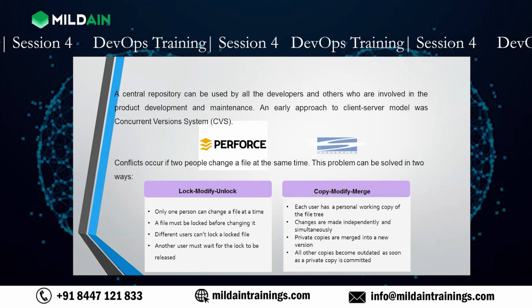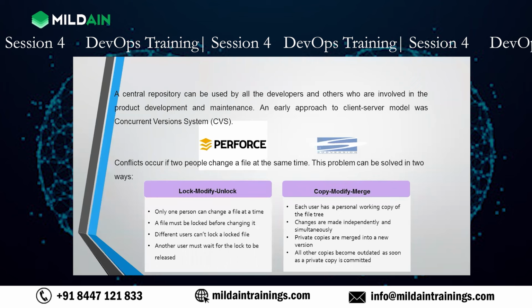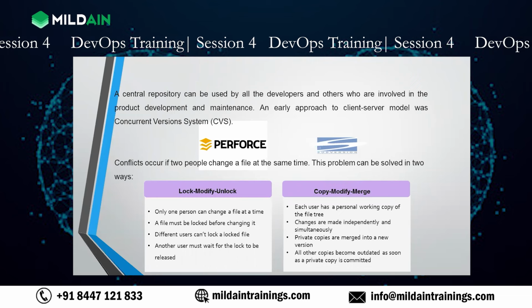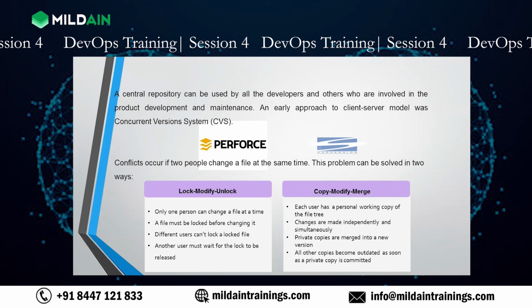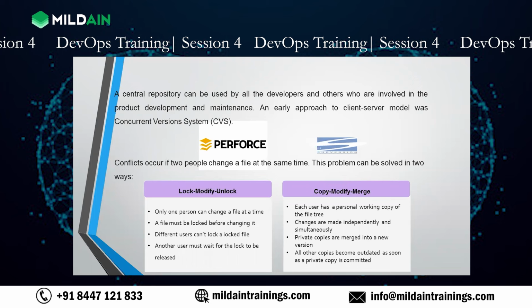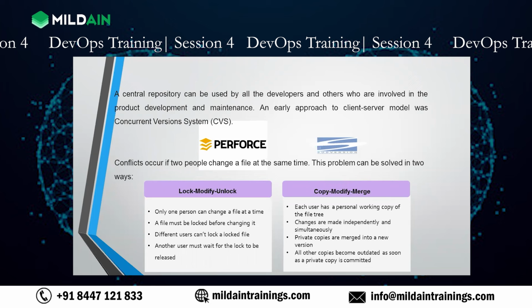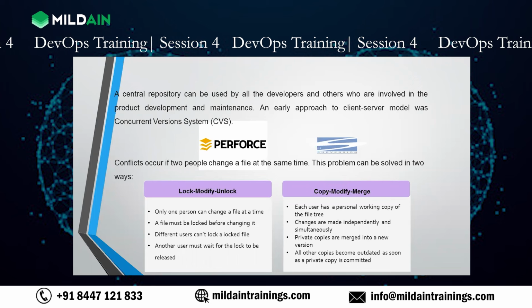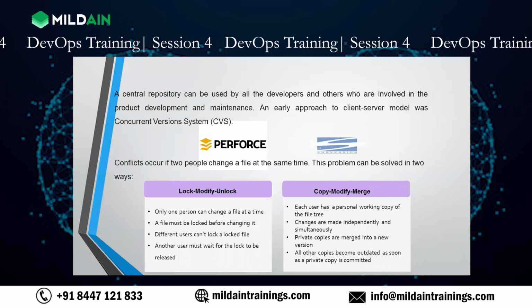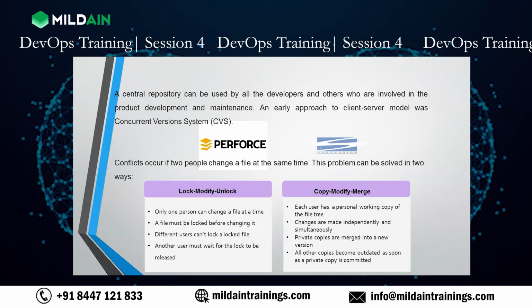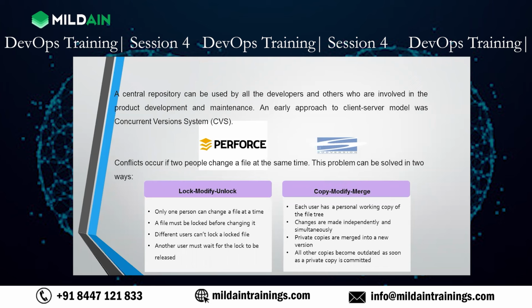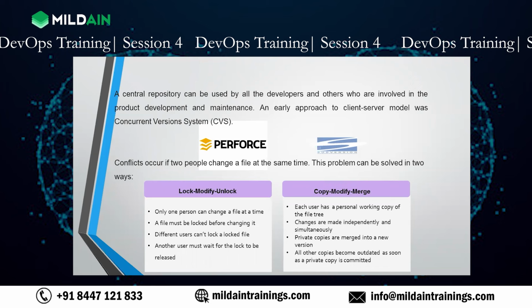We are saying that there was a conflict if two people change the file at the same time. But there are some solutions, which can be done by lock, modify, unlock, or copy, modify, merge. When one person pushes a request, meaning he has taken the code from there, he does the modification, then pushes it back into the version control system, and then he unlocks. After that, the other person can do it.